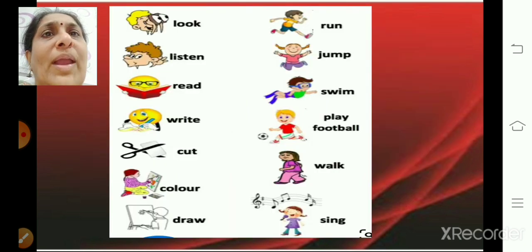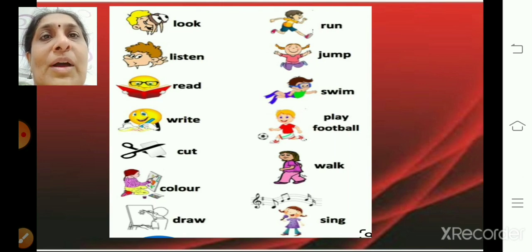Let us have a quick recap of what we studied in the last chapter. Do you remember what was the last chapter that we did? Yes, we learned about action words. Action words are also called doing words and verbs. We learned so many words.